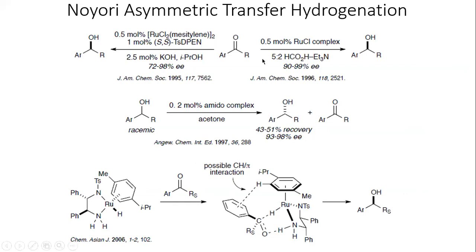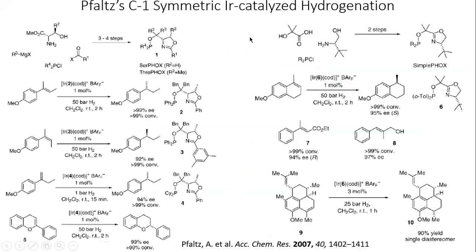All right, so even with the iridium, so now let's go back and talk about iridium catalyzed hydrogenation, because this goes back to when we first started talking about the Crabtree catalyst. We started talking about the Wilkinson catalyst, which is rhodium based, and then the Noyori catalyst, which is ruthenium based. The Crabtree catalyst is iridium based. So Pfaltz has multiple examples here of iridium catalyzed asymmetric hydrogenations, which use the C1 symmetric ligand, right? So SerPHOX and then ThrePHOX, which is right here.